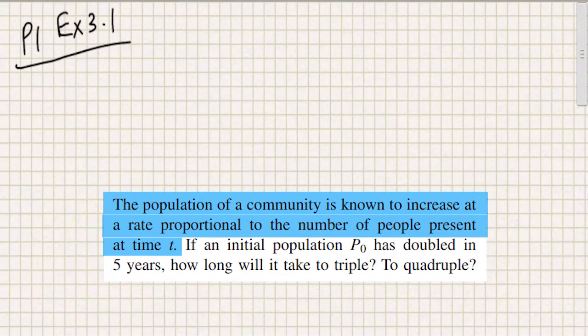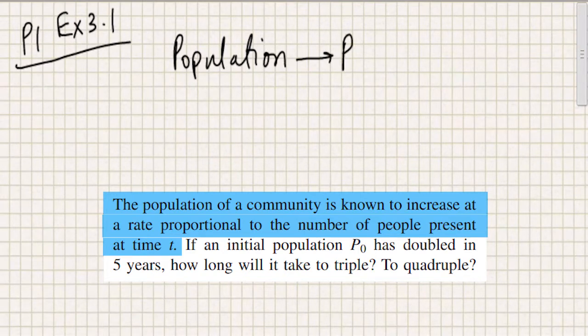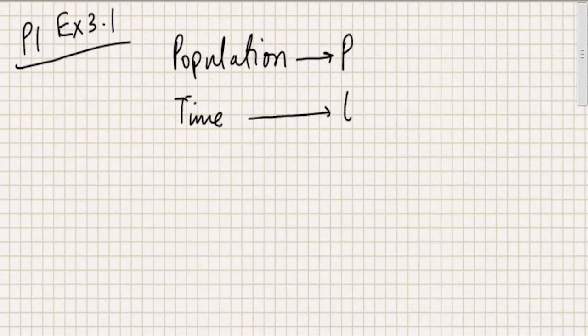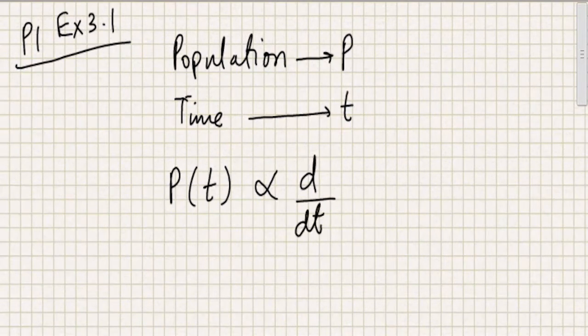First of all, we know that there is something called a population, right? So we can represent population with capital P, and this population is changing with respect to time. So time can be denoted with t. Now what we are saying is that population is a function of time, and the rate of change of population at that time is directly proportional to it. This is how we translate this sentence into a differential equation.